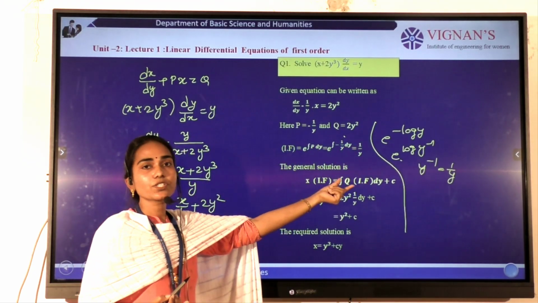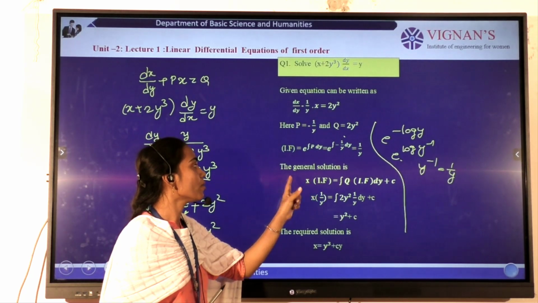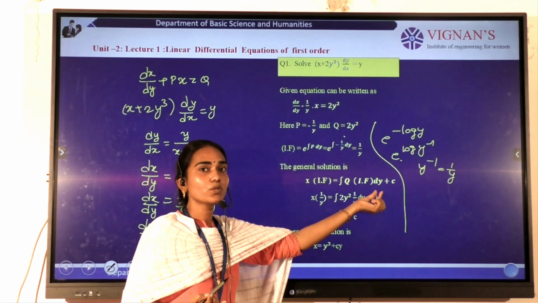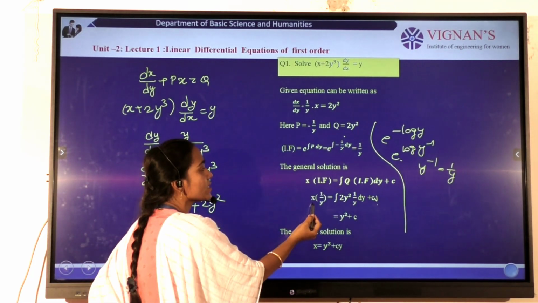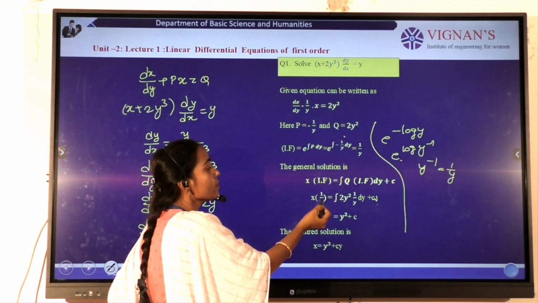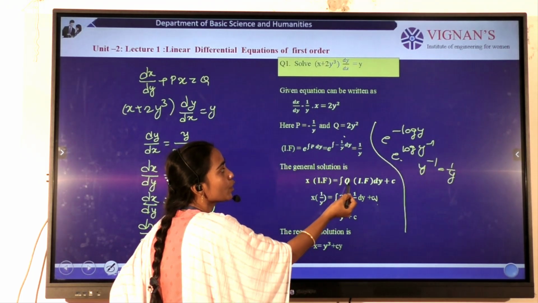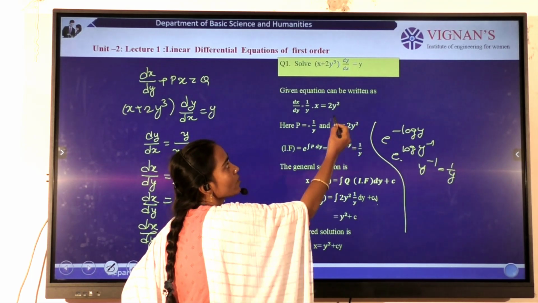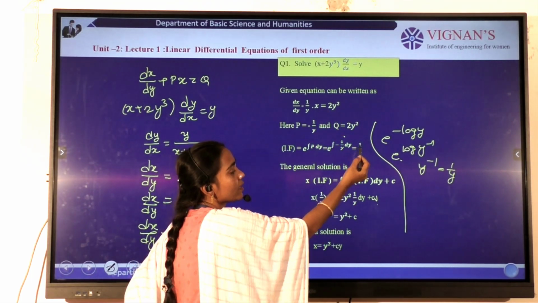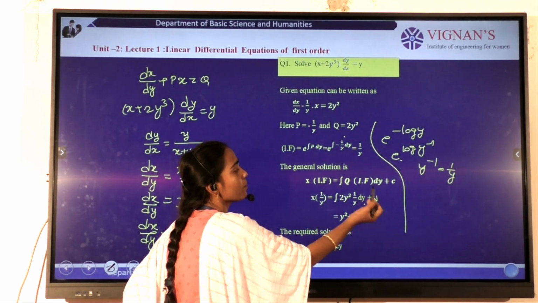Next, the general solution formula. This is the general solution formula: x into integrating factor equals integral q into integrating factor into dy plus c. So x into, what is our integrating factor from the previous step? It is 1 by y. Integral q. q is 2y square, that is our right hand side part, 2y square, and our integrating factor is 1 by y, into dy plus c.